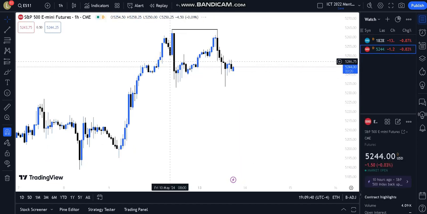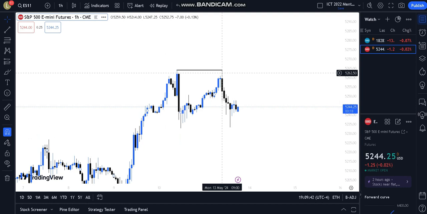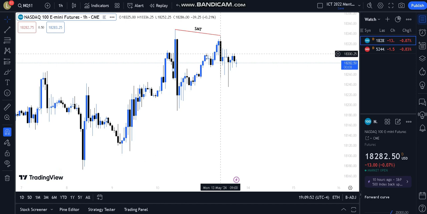But on ES, that same high right here, this is the same high. As you can see, 9 o'clock. You see the time at the bottom. Hold on, I'll show you right now. I can't go below that, but you get the idea. This is the 9 o'clock candle. Okay. Now look at Nasdaq's 9 o'clock candle.